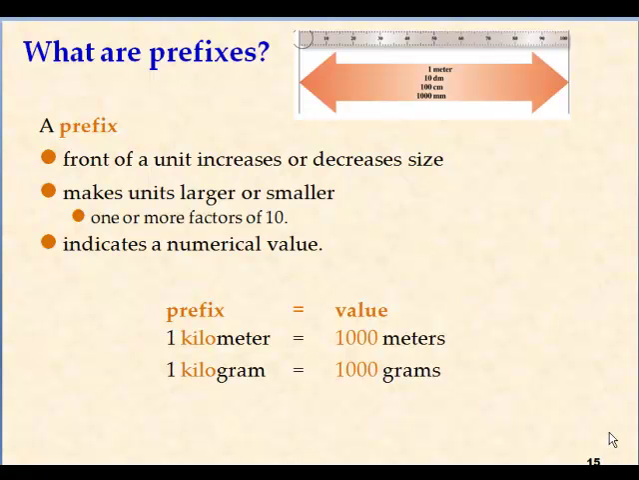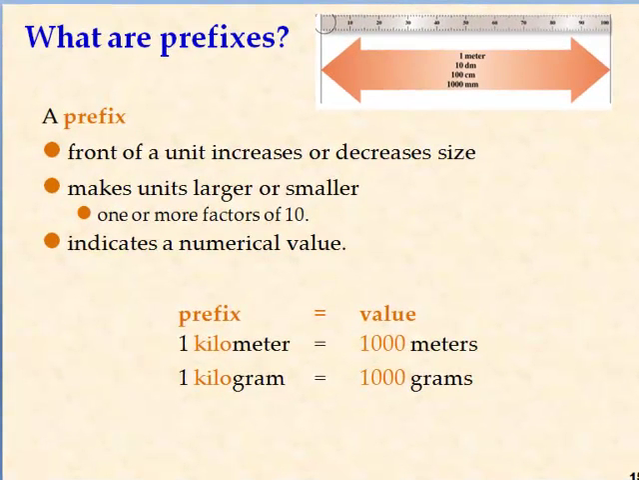Now let's review our measurement and see how we are going to learn about metric conversions, or metric prefixes. A prefix is a few letters added before a base unit, and it will either increase or decrease that base unit. For example, the prefix in kilometer means 1,000.